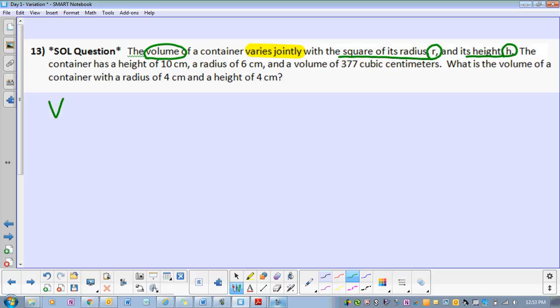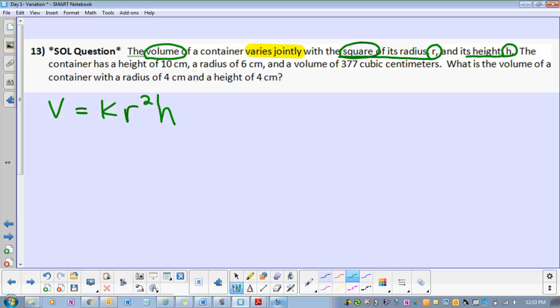Okay. Volume varies jointly. How many of you just put R? None of you. I did. KR. Okay. Square the what? Square the R. Guys, square of its radius. Good. I told you. They'll do that. Square its radius. Okay? Just be careful.